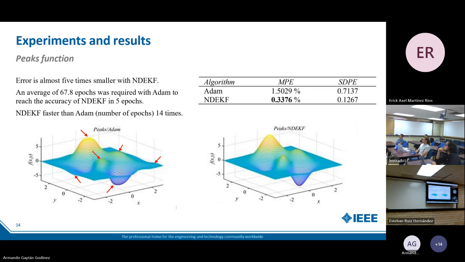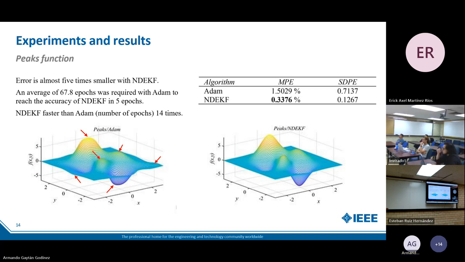Results. In the results for the first function, the average error percent with the no decoupled standard Kalman filter was 5 times smaller than with the Adam optimizer. And the number of epochs for the same accuracy was almost 14 times bigger with Adam. In the graphic of this slide, we can see that with the no decoupled standard Kalman filter, it practically reproduces the function.